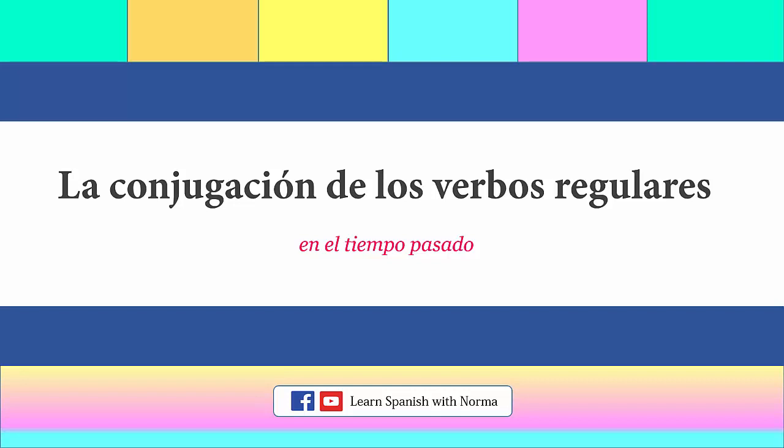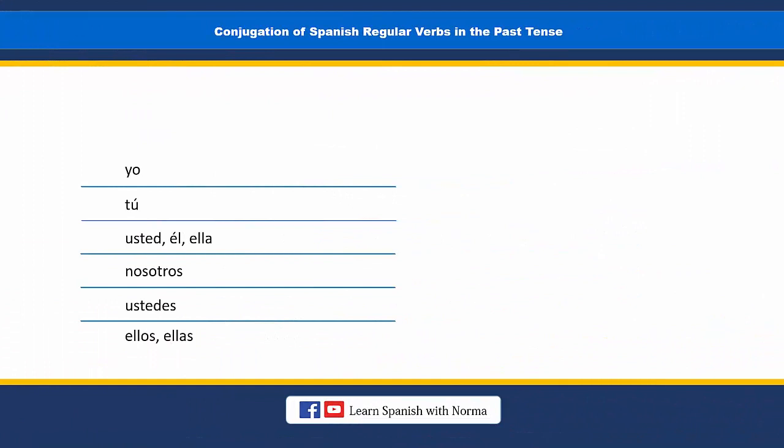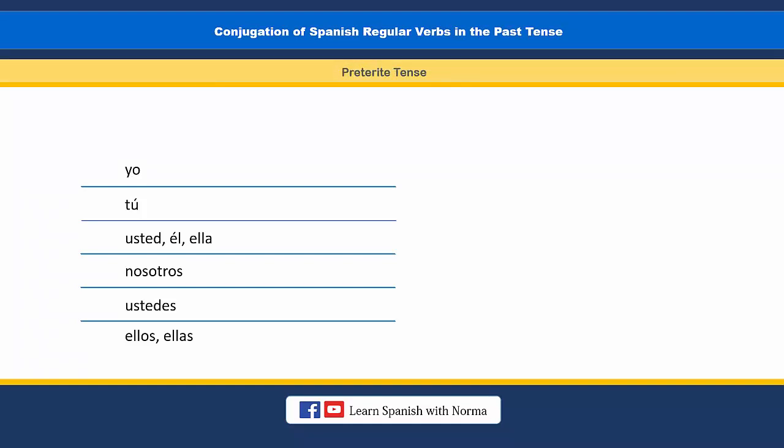Today you're going to learn how to conjugate Spanish regular verbs in the past tense. La conjugación de los verbos regulares en el tiempo pasado. Spanish has two types of past tenses, the preterite and imperfect. In this lesson, we'll focus on the preterite conjugations and review the imperfect in another video. In Spanish, preterite tense conjugation is important for describing situations and events that have already happened.